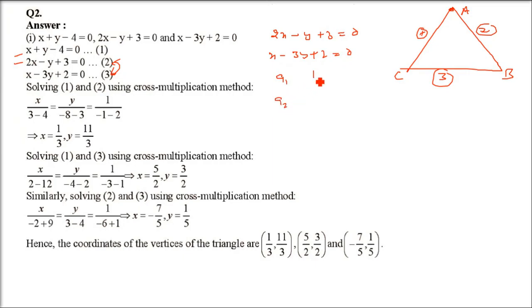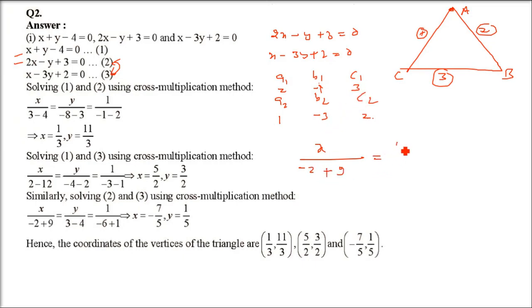Now a1, a2, b1, b2, c1, c2 you need to know so that we can directly apply the relation we have. a1 is 2, b1 is minus 1, c1 is 3. a2 is 1, b2 is minus 3, and c2 is 2. So the formula is x by b1 c2 minus b2 c1. b1 c2, 2 into minus 1 is minus 2. Minus b2 c1, minus 3 into 3, 3 3s are 9. Minus 2 minus minus 9, so minus will become plus, it will be 7.